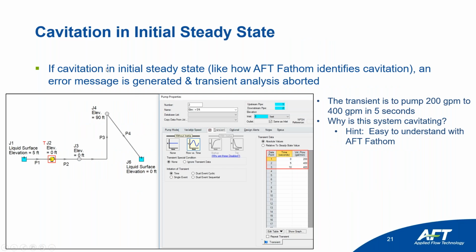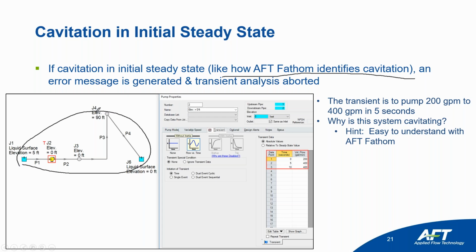Here's a simulation where we have cavitation in the initial steady state. And this is very similar to how AFT Fathom would identify cavitation. What it does is it compares the static pressure at each of the points in the pipe with the vapor pressure. And if the static pressure is less than the vapor pressure, you're going to see a warning message that will not allow your model to be able to run.